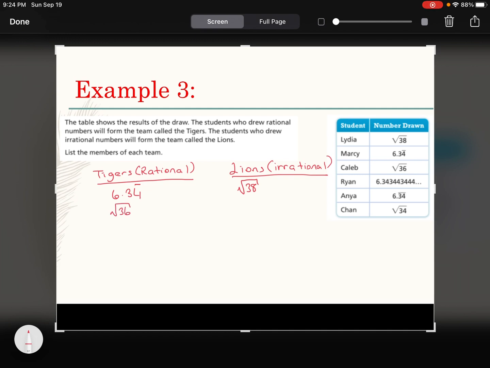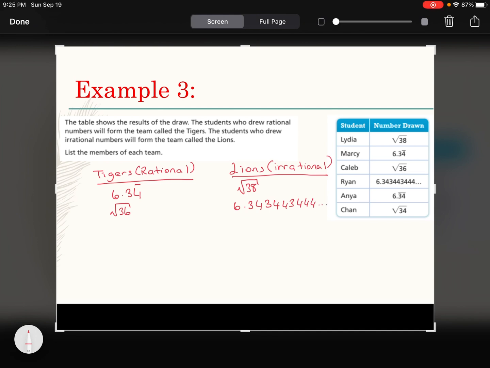So the square root of 36 is 6. Then 6.34, 34, 43, 444. So guys, it's not repeating in the same order, right? So it is going to be an irrational number. 6.34, 34, but then it is changing, right? 43, then 3/4. It is irrational.